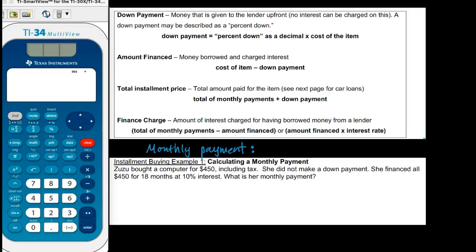To find the monthly payment, we can take the amount financed plus any finance charges and divide by the number of months. So we just divide it up evenly so that each month we're making the same payment. Let's go ahead and find the finance charge for this computer.